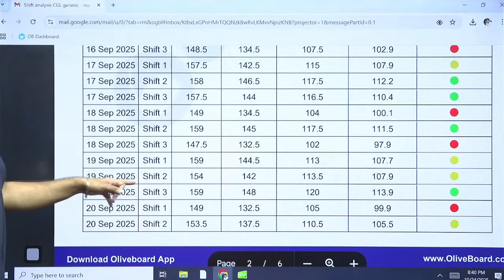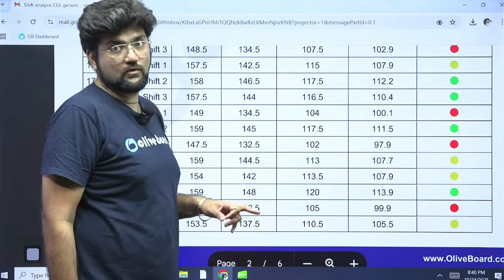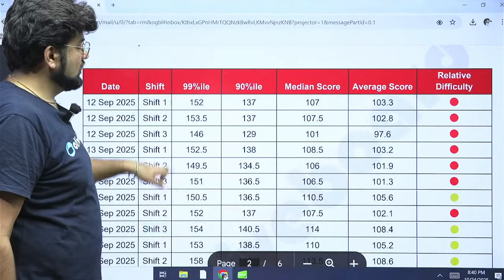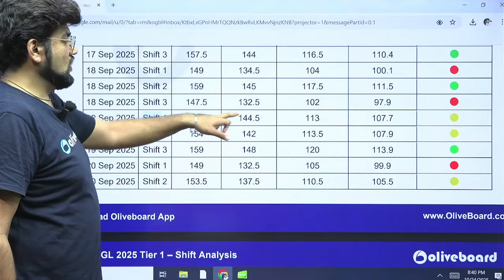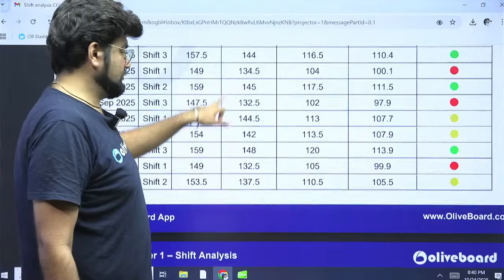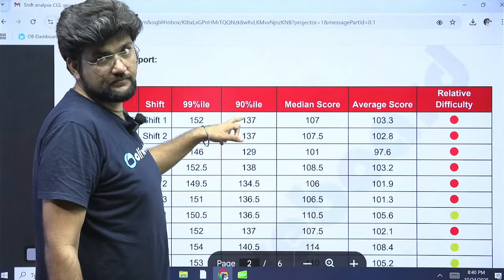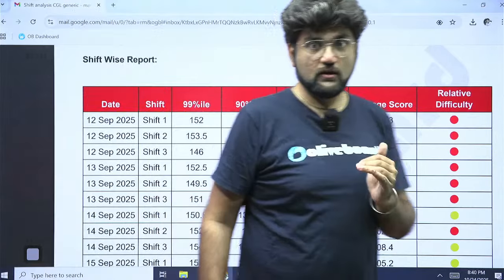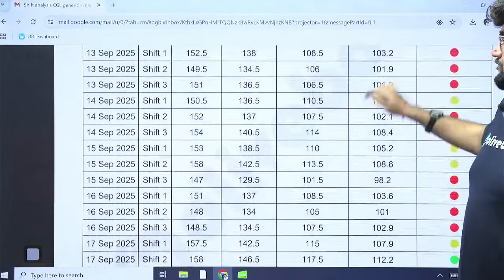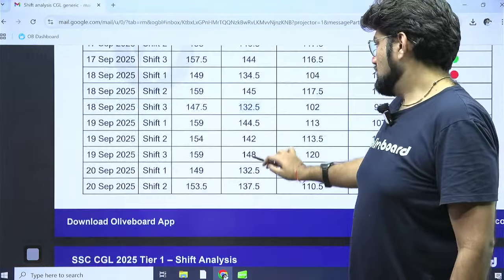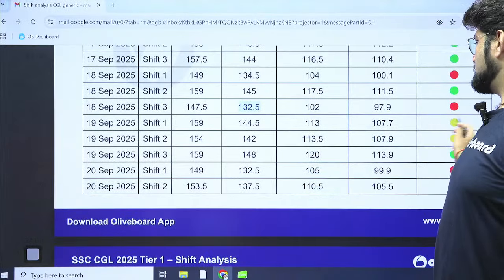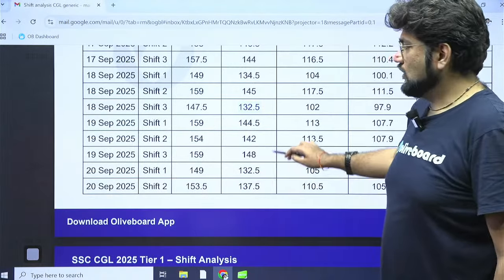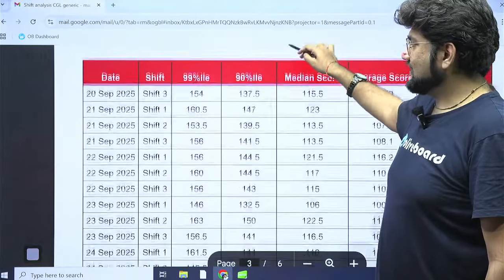19 September 2025 shift 3, 159 is the 99 percentile score. Here it is 152, here is 159. Look at the difference. 144.5 is the 90 percentile score. Here it is 137, there 144.5. So 90% of the students have scored below 144. Here it is below 137. Look at the difference. Okay. 113, 107.7, 120, 113.9. This is also a very easy shift. 159, 148. Cool. Now, we'll continue this here.